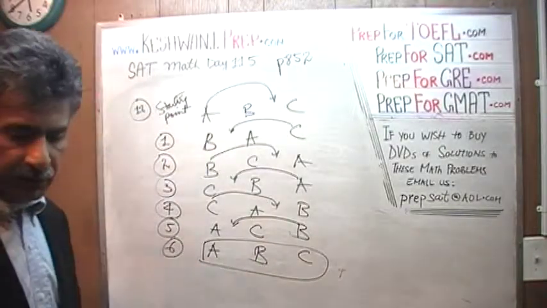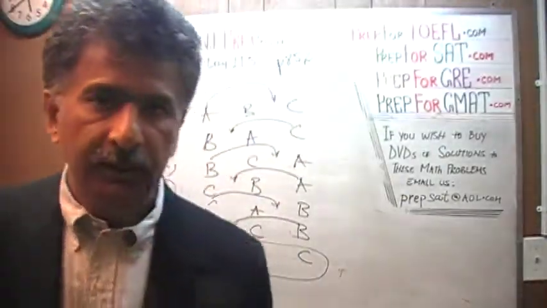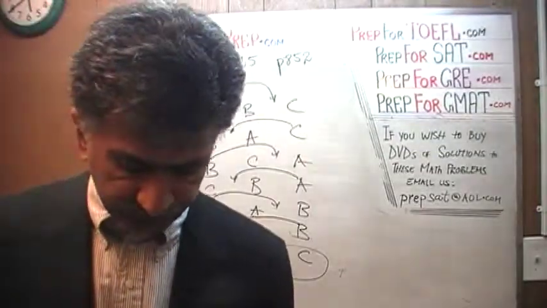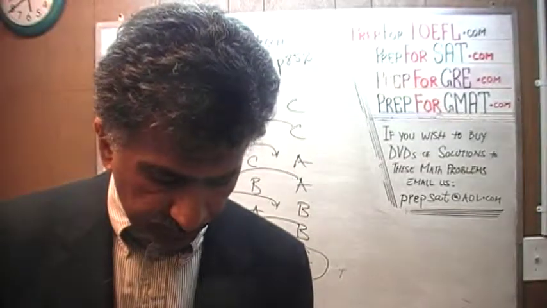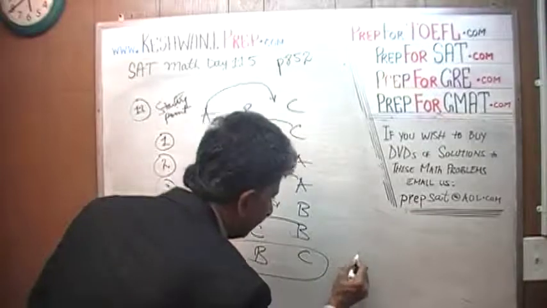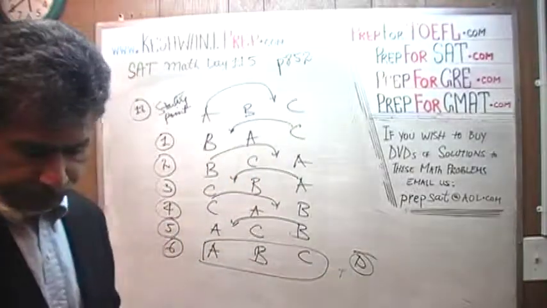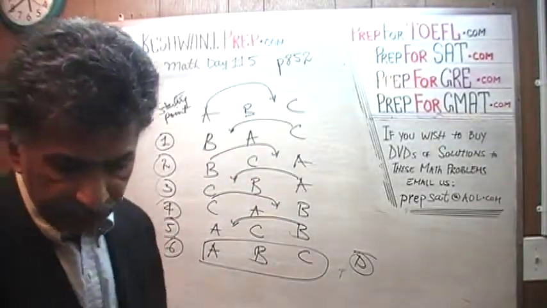We get back our original order of A, B and C in the 6th step, in step number 6. And therefore the answer is D. That was the end of this section.